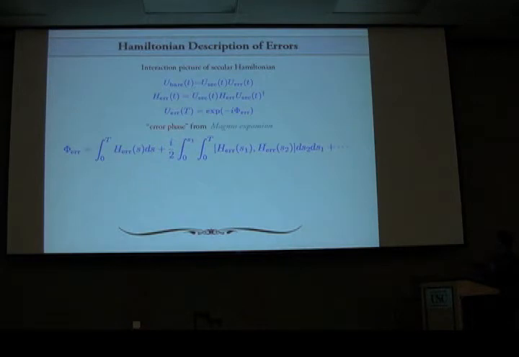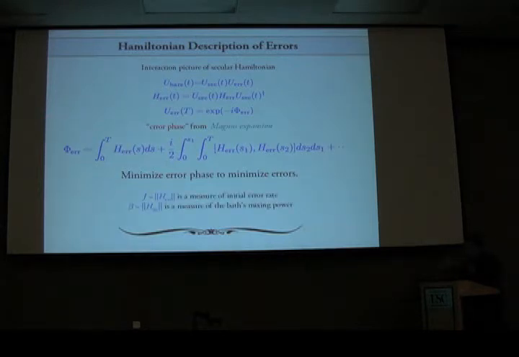So the first term is just an average Hamiltonian. The second term is a bunch of commutators. There are other terms, which I haven't written. And our goal would be to minimize the error phase, to minimize the errors. Because if the phase is zero, then U error would be identity, and we would get the ideal evolution.